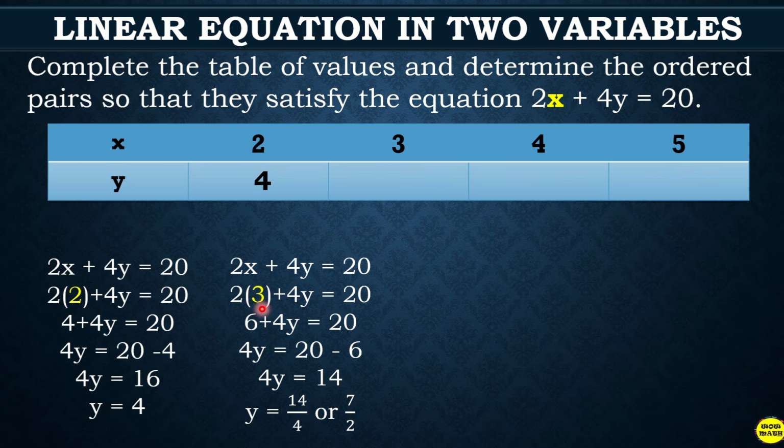Next, let's go to 3. Substitute 3 for x. So, 2 times 3 plus 4y equals 20. 2 times 3 is 6 plus 4y equals 20. Same process. So, 4y equals 20, APE again, or you may do the shortcut. 20 minus 6, so 4y equals 14. Divide both sides by 4, you will have 14 over 4. In lowest terms, that is 7 over 2. Therefore, if we substitute 3, the value of y is 7 over 2, or 3 and 1 half.